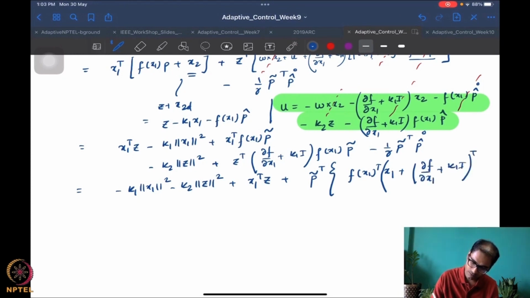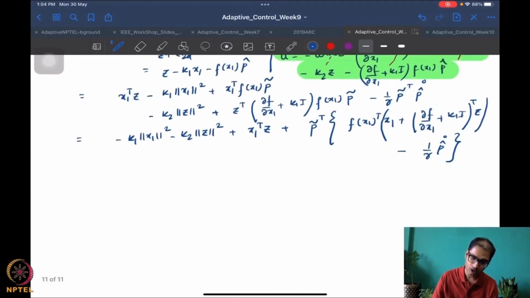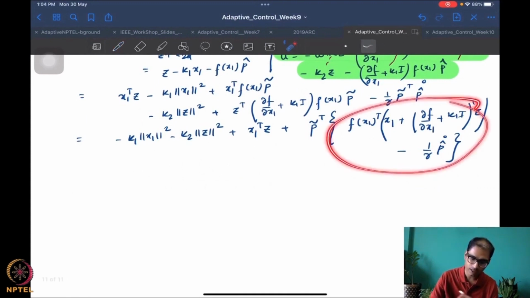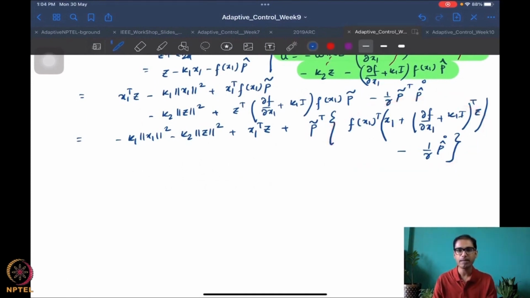So what do I do? I just try to drive this term to 0, because I cannot do anything better than that. For that I choose my p hat dot as gamma times f x1 transpose times x1 plus del f del x1 plus k1 I transpose times the z.